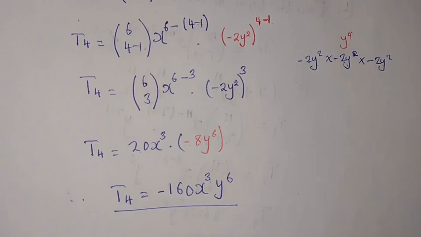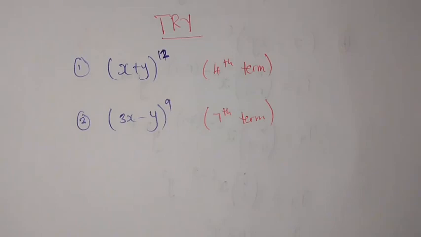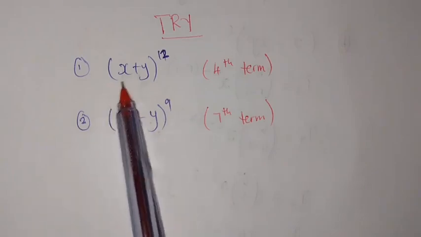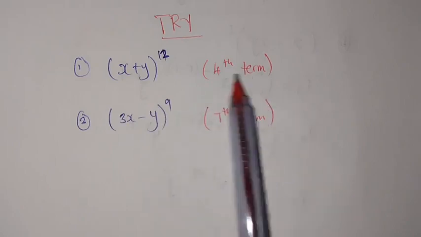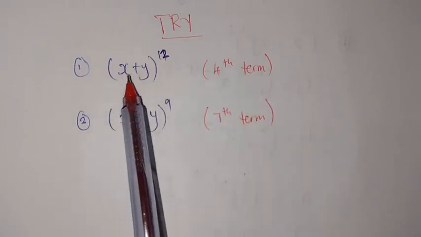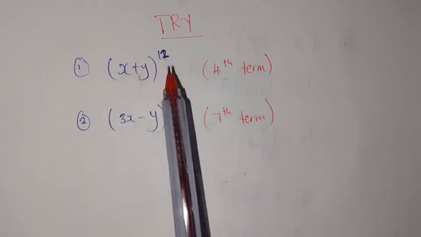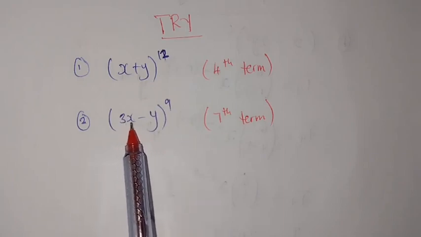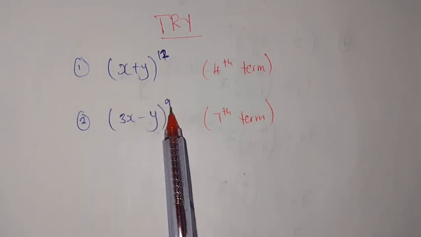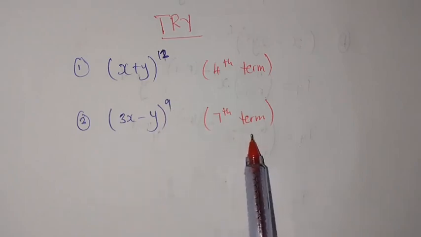So you can see that it's very simple to work out how to find the specific term. Let me now give you some questions that you can try to work out. So this is the task that I want you to try. The first one, you need to find the fourth term for this expansion x plus y in brackets raised to the power of 12. The second one, 3x minus y in brackets raised to the power of 9. You need to find the seventh term.